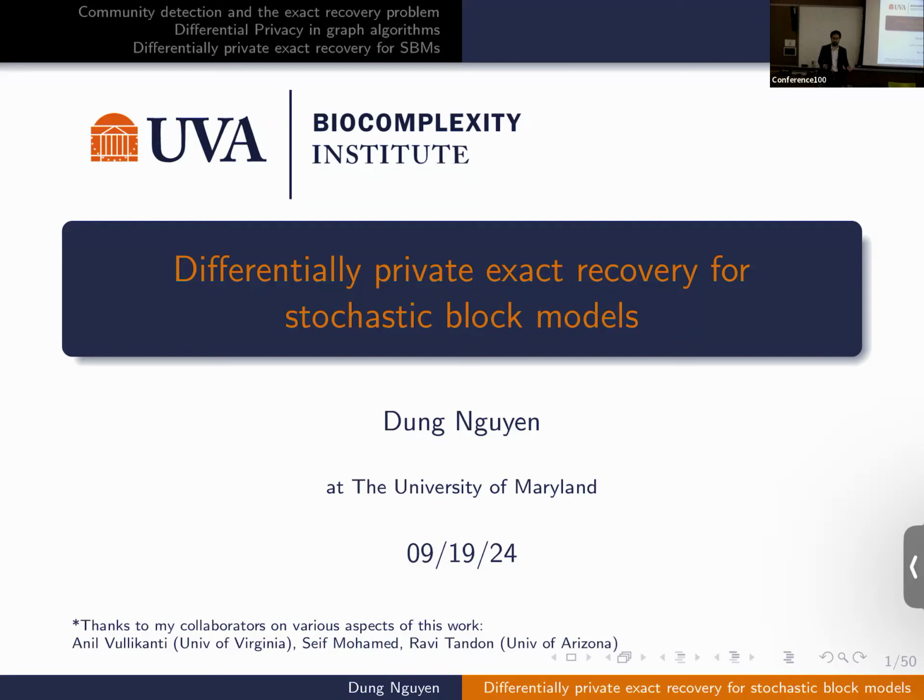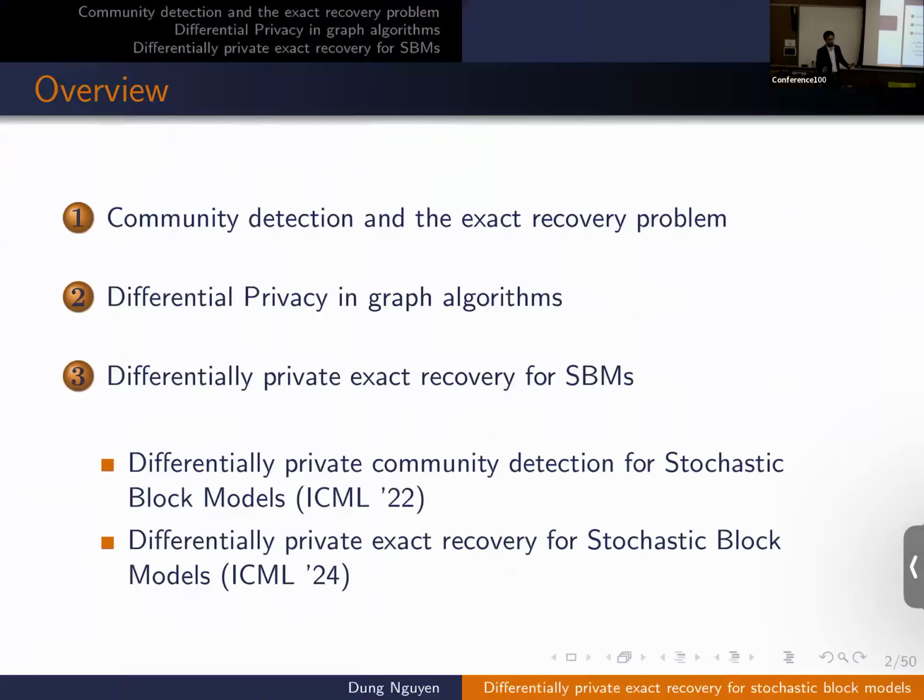Because my talk involves the setting from both the community detection domain and differential privacy, I will talk about some of the basic knowledge from the two domains, and then I will explain the center of the talk, which is presented in two of our papers. The first one, in ICML 22, gives the first differentially private result for exact recovery. And the recent one, in ICML 24, extends the algorithm to work with other variants of the stochastic block models.